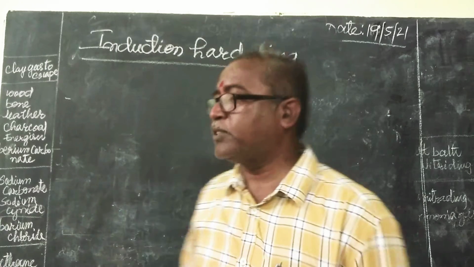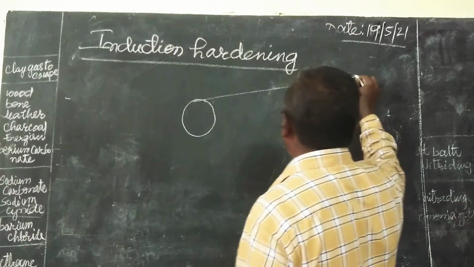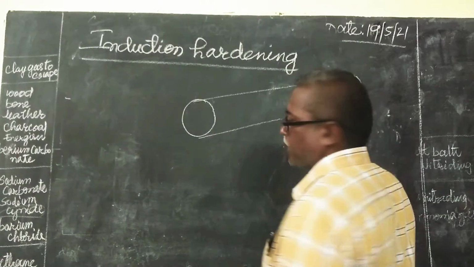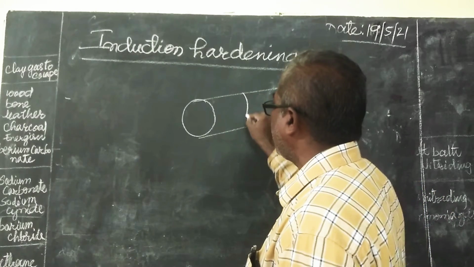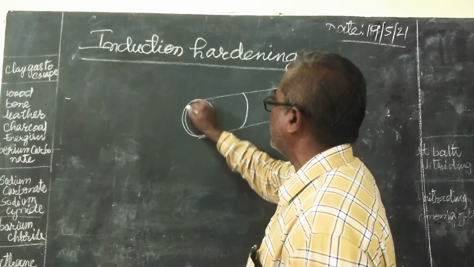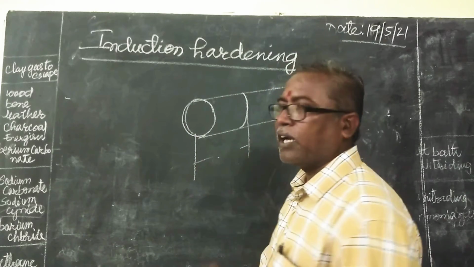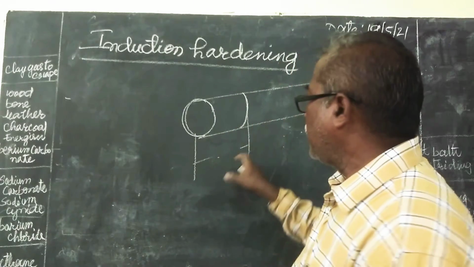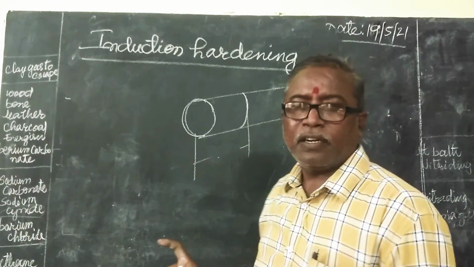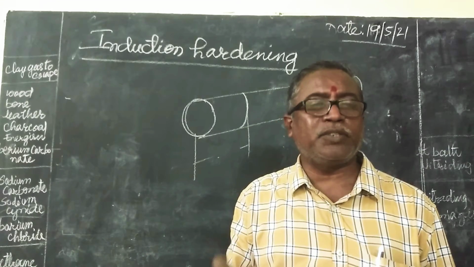Induction hardening, for example, we have a long shaft, like this long shaft. In this we want hardening only up to a certain length. Up to here we want it hard. In this case, to do this, the induction hardening method is used.